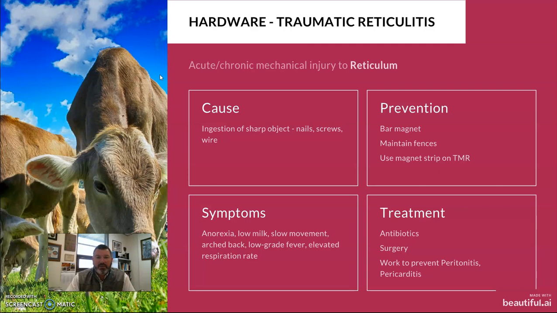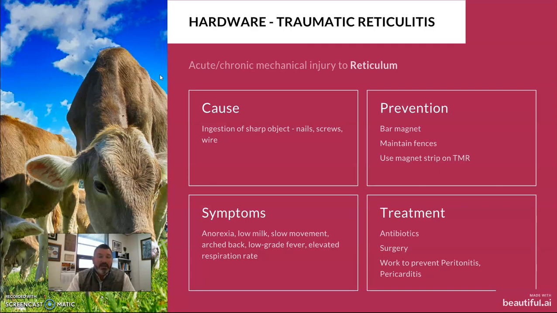So how do we prevent it? Well, of course, good maintenance around your facilities and pastures is really, really critical. If you're feeding a TMR, make sure that your TMR has a magnetic strip on the discharge chute that would happen to catch any metal objects that might be in there. And then lastly, you can administer a small bar magnet. It's about the size of an Expo dry erase marker that you shoot down their esophagus that will reside basically permanently in the reticulum, and that will magnetically catch any foreign objects that get in there.